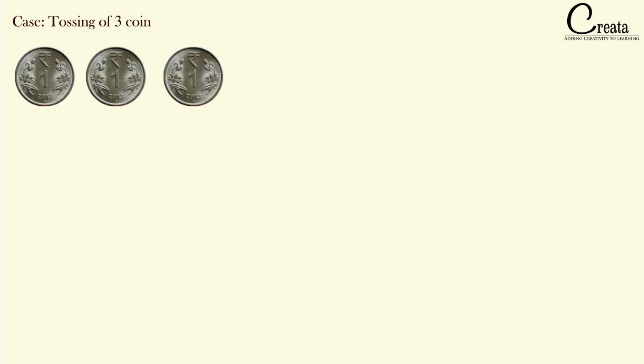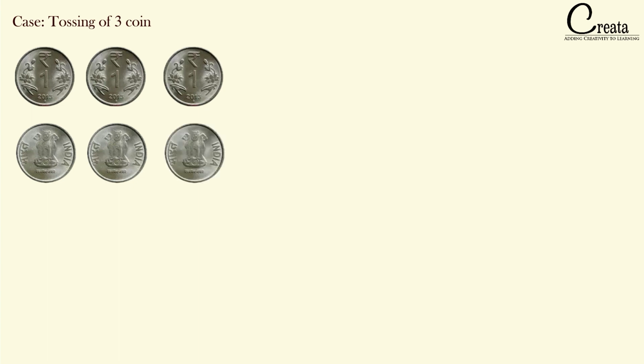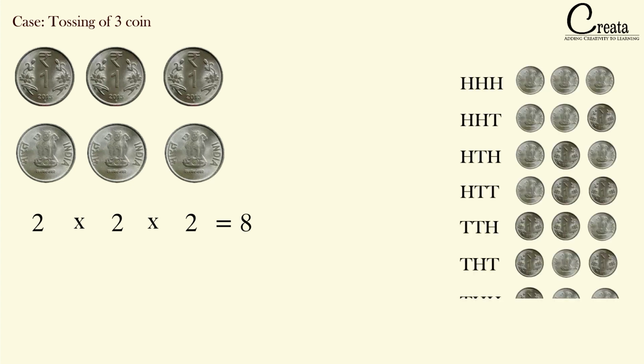In the first coin, we can get total 2 output, head or tail. Similarly, in the second coin, we can get head or tail. And similarly, in the third coin, we can get head or tail. That is 2 output in each of the 3 coins. So we are having 3 slots. So the total output that we can get is 2 into 2 into 2, that is 8. So we can get total 8 scenarios when we toss the 3 coins. These are the 8 scenarios that we can get. Got it? How we have done?